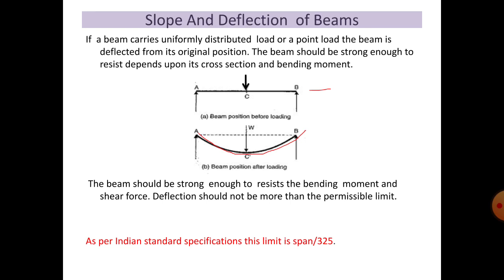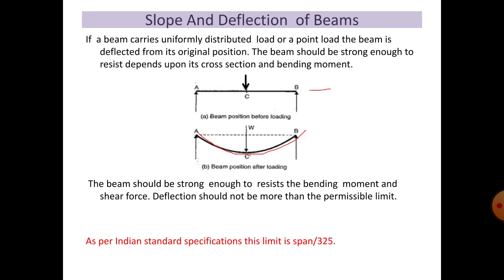The deflection of the beam should not be more than the permissible limit. This is an important thing. What we want to say is there is a certain limit for the beam depending upon its span, that is the effective length of the beam. Depending upon that, we have to fix the value of deflection for that type of beam, that length of beam.